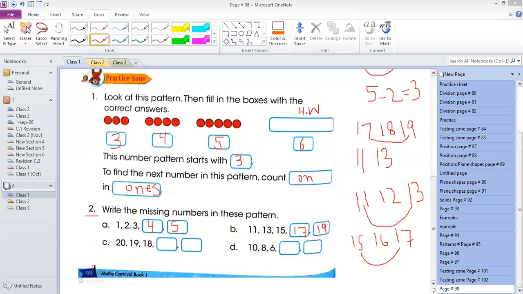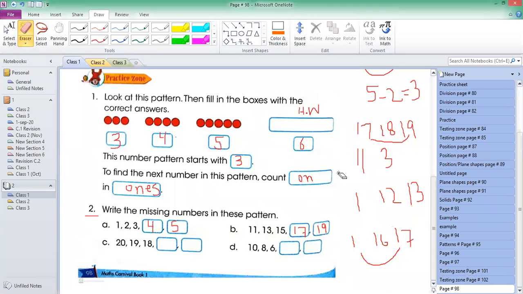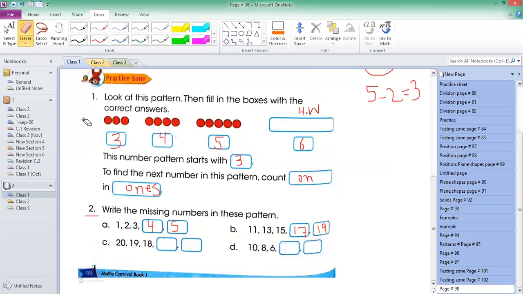Very good, guys. You have to complete this in your book with me. So keep writing with me as well. All right. Now coming to the patterns, question number 2C. This is 20, 19, 18. So 19 is less than 20. That means you are not counting on. You are counting back. 20, 19, 18.